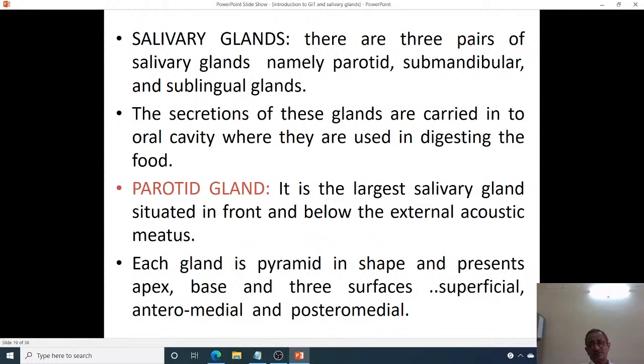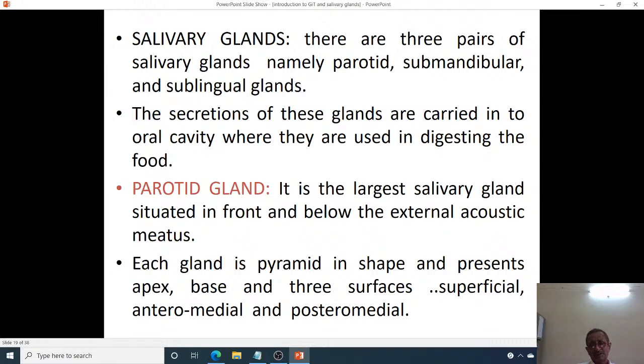Then the ventral surface of the tongue has a frenulum which attaches the tongue to the floor of the mouth, and it also has the openings of the submandibular glands on either side of the frenulum. Of course, there are plenty of small glands on the ventral surface of the tongue and various parts of the oral cavity also.